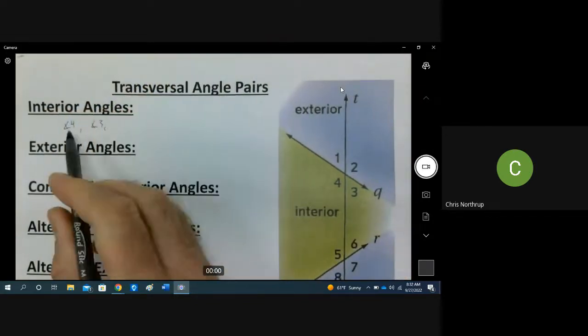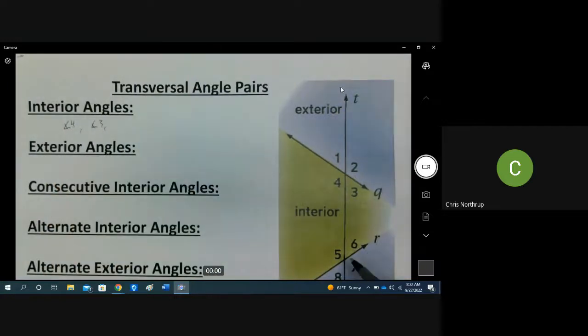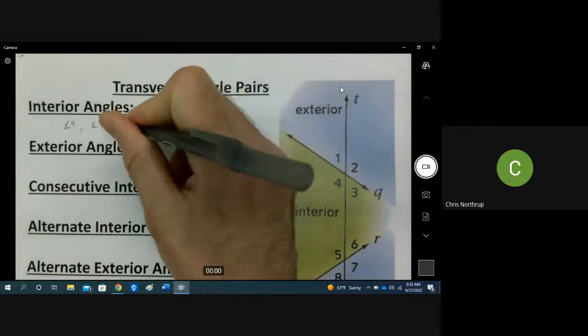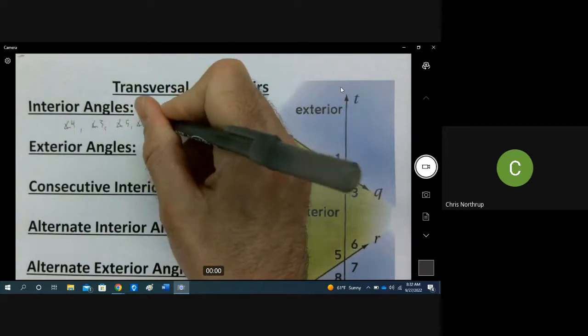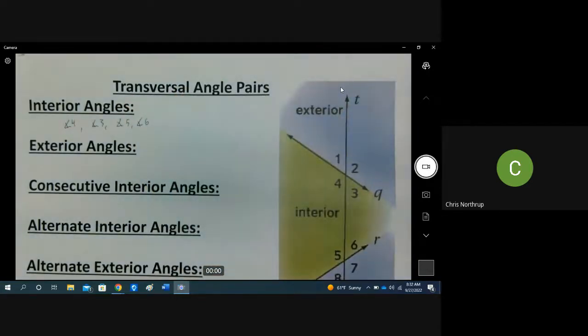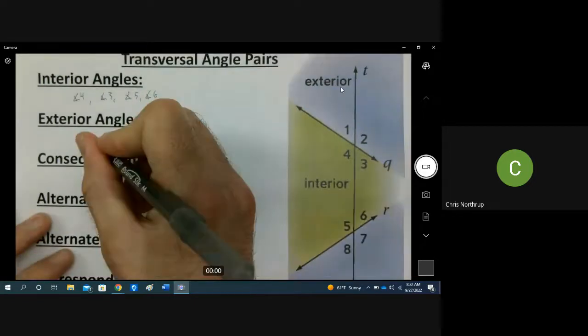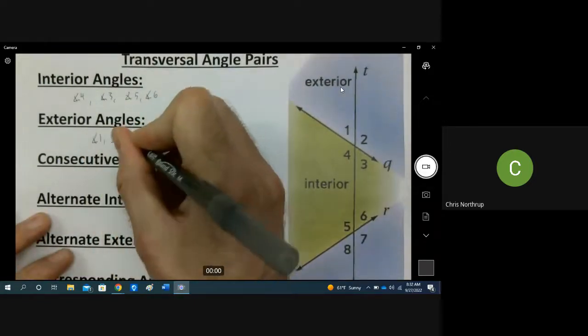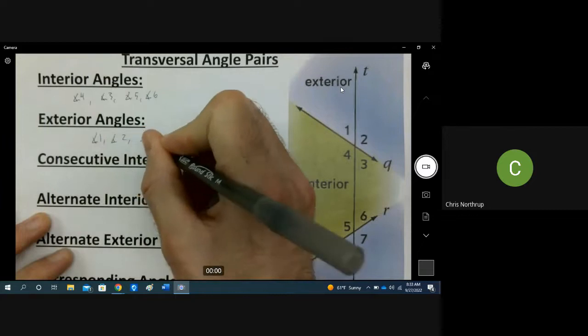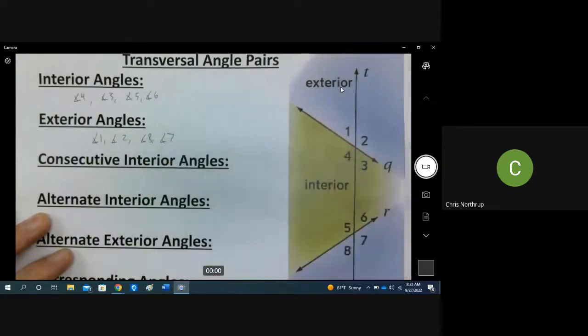Make sure we're using those angle symbols to identify those things. Angles 5 and angle 6. Okay, so those are some angles formed by a transversal cutting two different lines. Now some exterior angles, those would be like angles 1 and 2 and 8 and 7. Okay, so those are exterior angles.